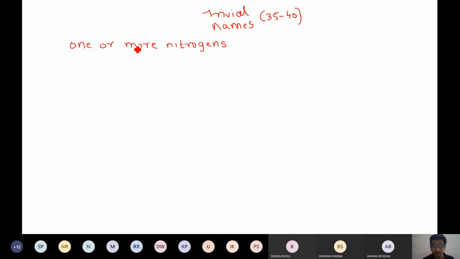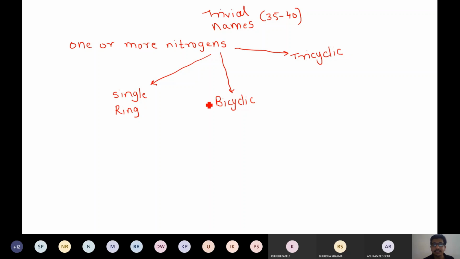So this broad class can be subdivided into three classes. The subdivisions include those heterocycles which have a single ring, those heterocycles which are bicyclic, and, as of now, only one heterocycle we are going to see which is a tricyclic ring. So the rings with one or more nitrogens can be further subdivided as those containing a single ring, a bicyclic ring, or a tricyclic ring.